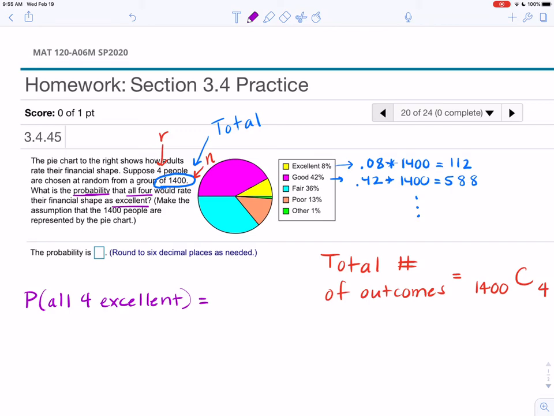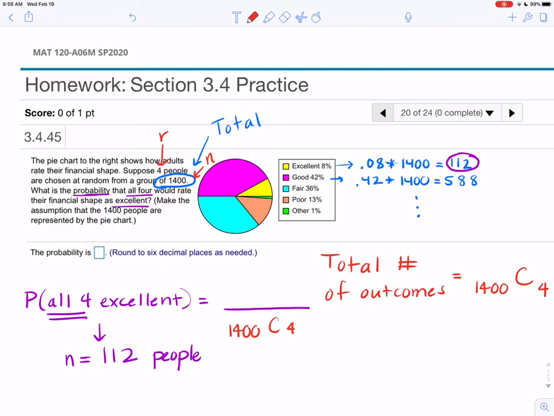All right, now that we've converted everything to frequencies, this is going to be very similar to the problem that we did in class where we were filling offices and we were basing it on people who were not on the debate team. So all I'm going to do here is note that if I want only people from the excellent group, then that means I can only choose from the 112 people who said their financial shape was excellent, right? So probability here is event over total, right? We did our total already, 1,400 NCR 4.